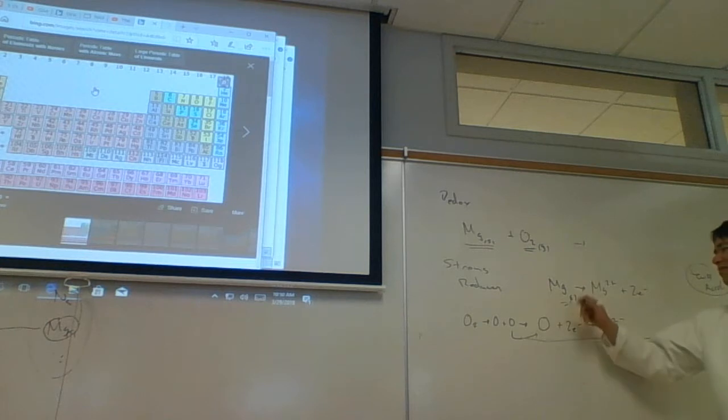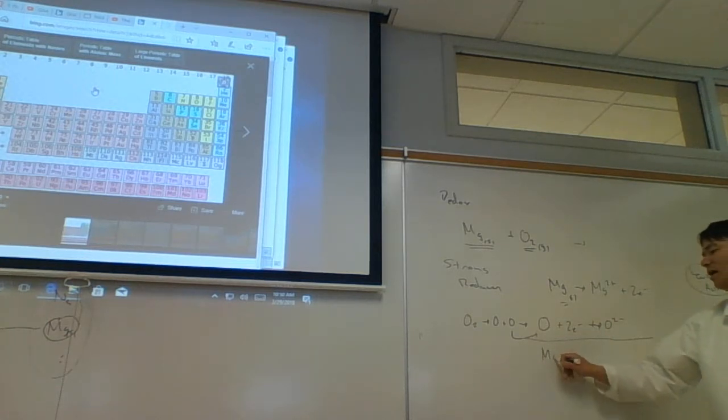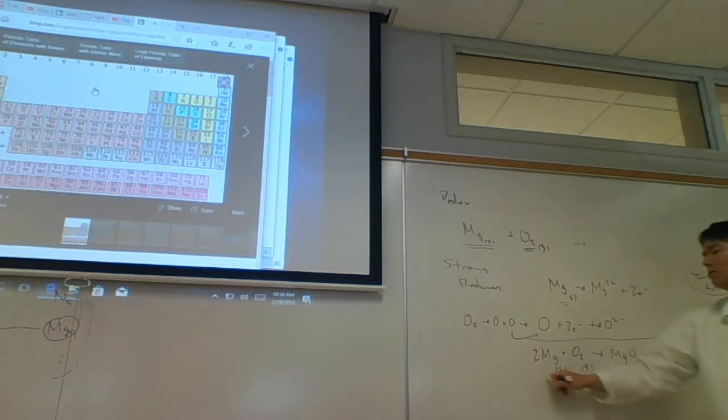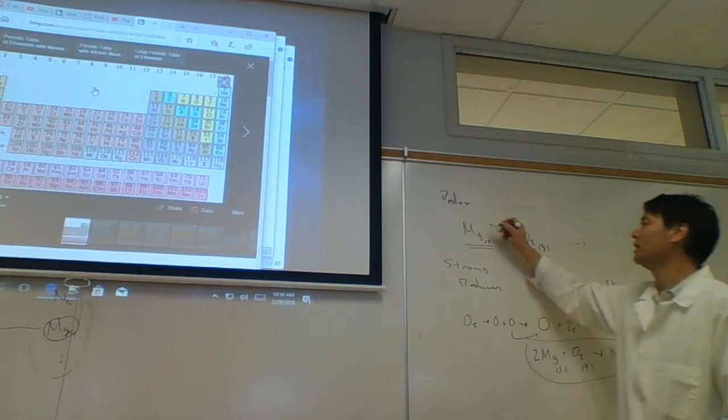When we combine this, we got to make sure everything's balanced. So in order to make everything balanced, it's going to be like this. I'm going to have magnesium plus an O2, because each magnesium needs just 1. And so magnesium is solid, O2 is a gas. I'm going to form MgO. Magnesium ions and oxide ions combined form magnesium oxide, which is a solid. So this is a redox reaction. This is what we call an element plus element combination reaction.